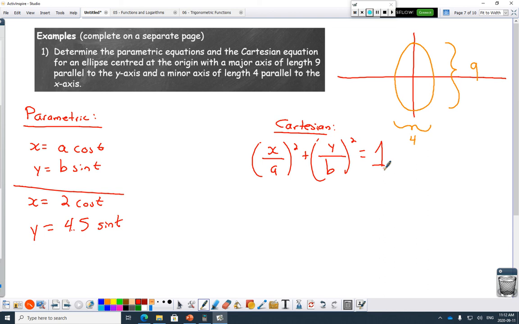And so what's the a here? 2? And the b is 4.5. That's where you need to get to with ellipses, where you can write down the parametric and Cartesian, bang, pump them in there.